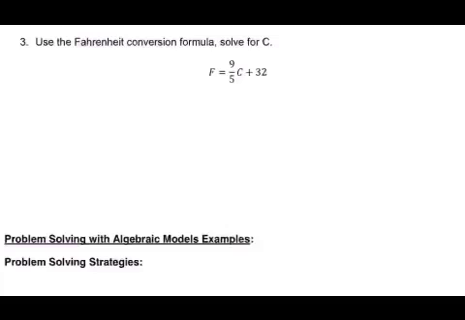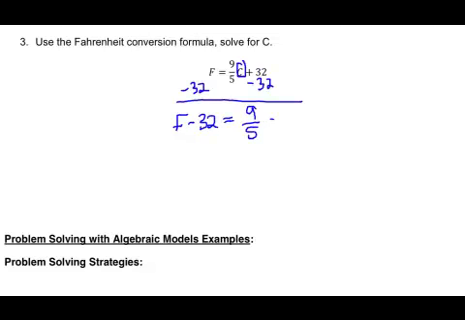So what we want to do is solve for C. We want to get C all by itself, again, on one side of the equation. So the first thing we want to do is subtract 32 from both sides. Again, we're trying to isolate the C, so we're getting rid of everything that is with it. So this gives us F minus 32 equals 9/5 C.